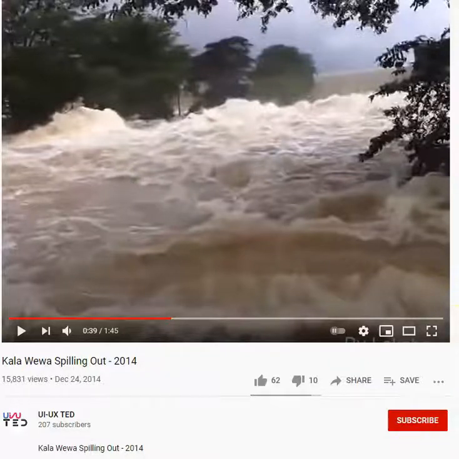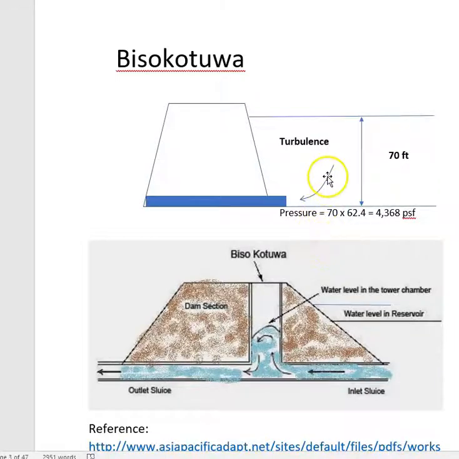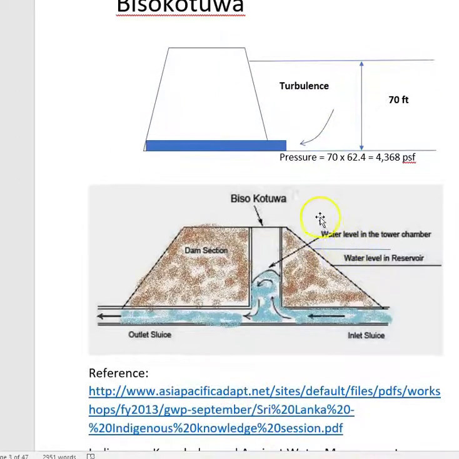So how would this happen now? So now we are going to try to take water from these big reservoirs. The water is going to create a lot of turbulence here. The water is going to flow, and this bund is going to fail from there. So you need a way to control this water flow, and that's why they built this Bisokotuwa. They built something like this, which we are going to talk about in detail.